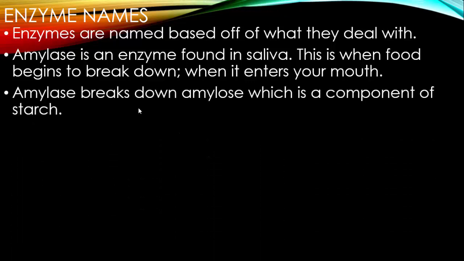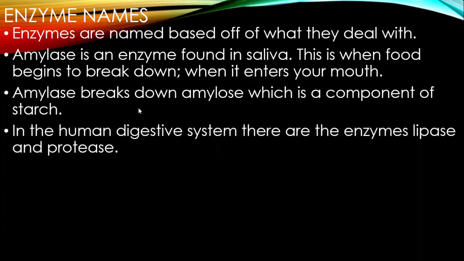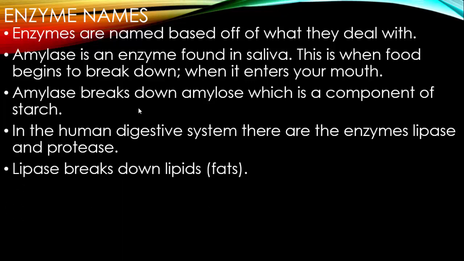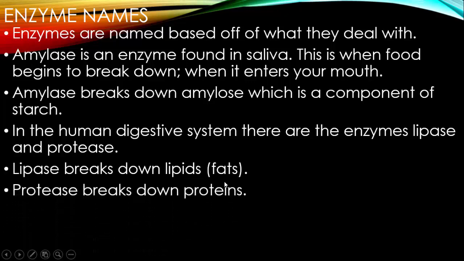Now, amylase breaks down amylose, which is a component of starch. Now, in the human digestive system, there are the enzymes lipase and protease. Lipase breaks down lipids, which are fats. So we see that's why it's called lipase, because it breaks down lipids, which are fats. Protease breaks down proteins, which is why they have similar starting words.